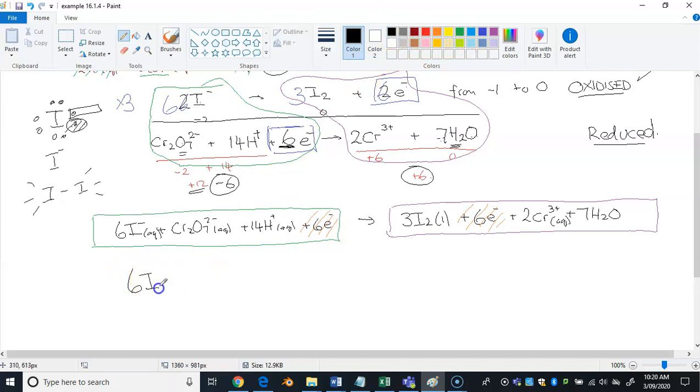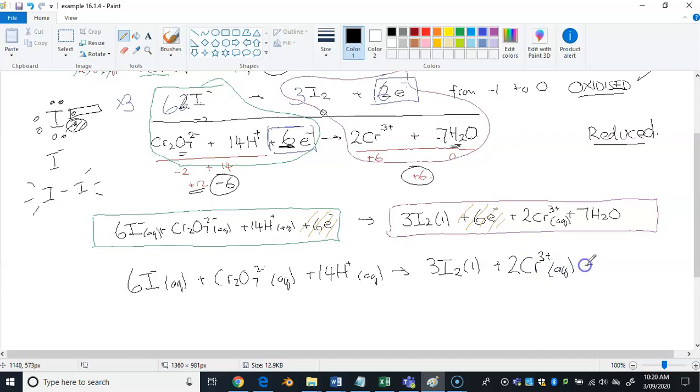6I⁻ aqueous plus Cr2O7²⁻ aqueous plus 14H⁺ aqueous goes to 3I2, call it liquid. Iodine, it might even be solid. Anyway, it doesn't matter, we'll just leave it like that. Plus 2Cr³⁺ aqueous plus 7H2O. Fantastic. Yeah, well, there it is.